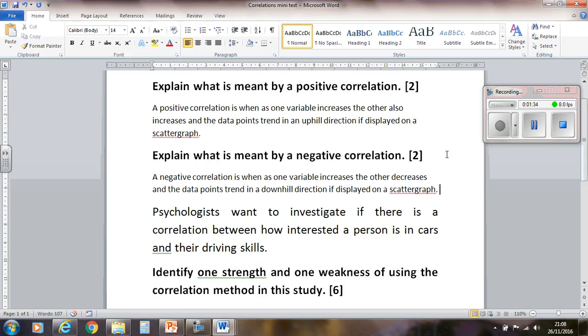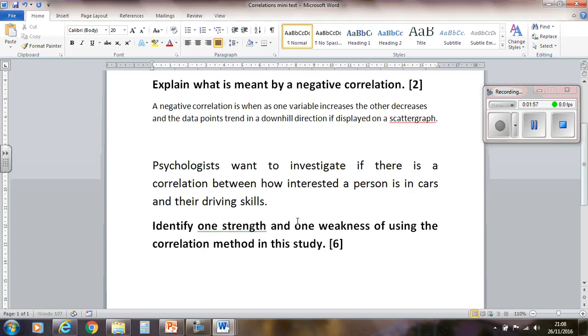If you were to say, as one variable decreases, the other also decreases, you'd be describing a positive correlation because both of the variables are going in the same direction. So if they're going in the same direction, it's a positive correlation, whether they're both increasing or they're both decreasing, because it's essentially the same thing. Whereas if one of them's going up and the other's going down, then it's a negative correlation.